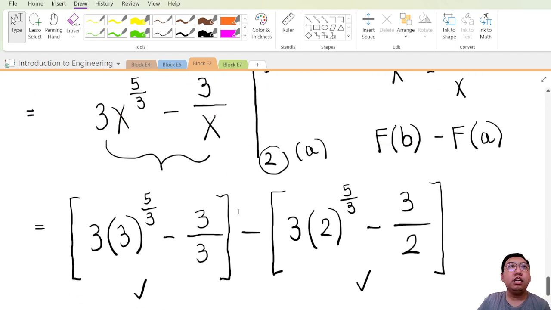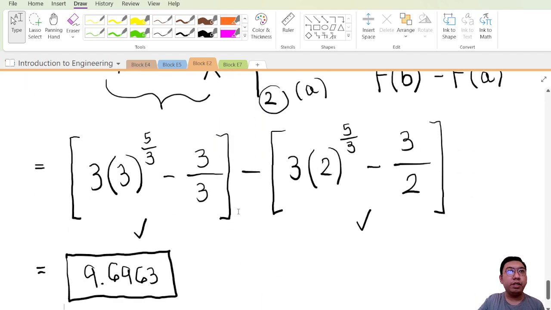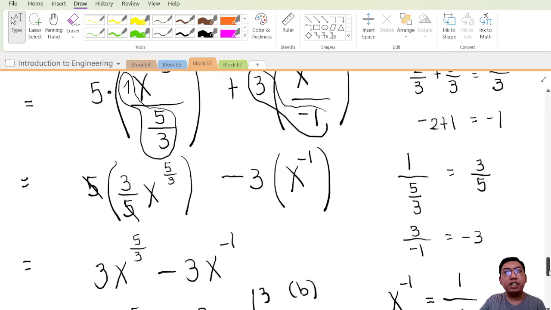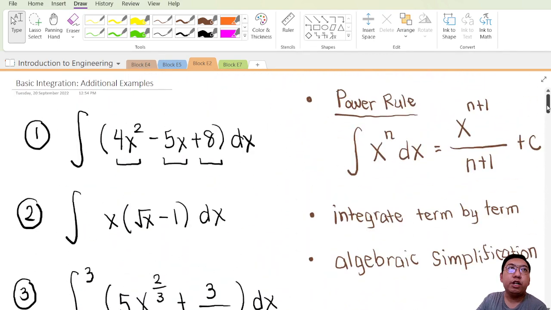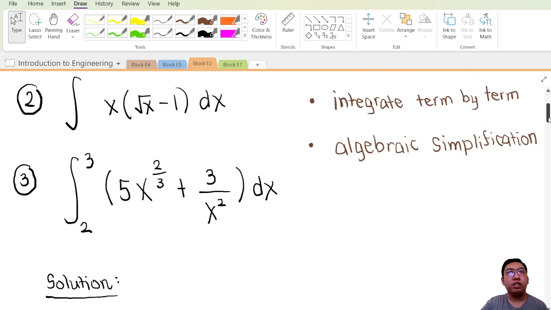So I think that's it for my examples. That will suffice for now, and then I will give you some assignments so that you can further practice on more examples for basic integration.